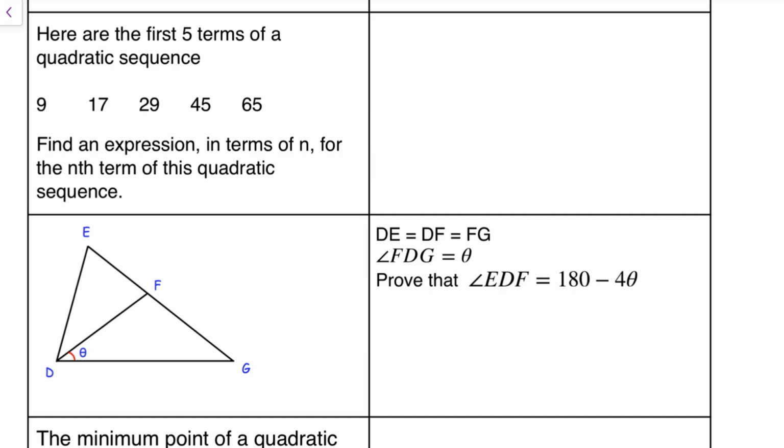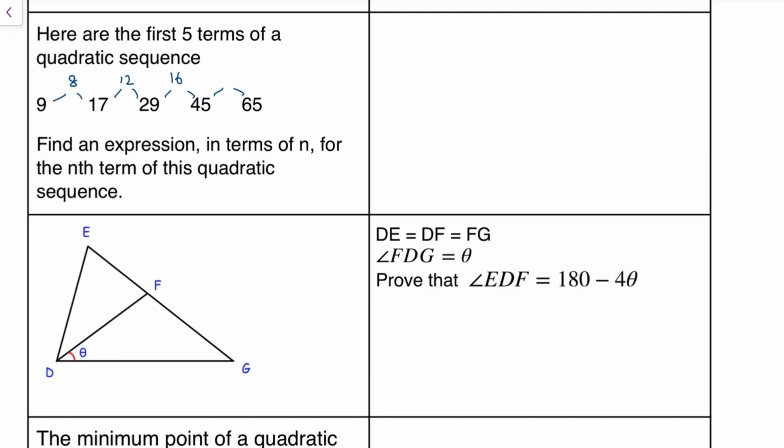Find an expression in terms of n for the nth term of this quadratic sequence. So what I need is the second difference. So 17 from 9 is 8. 17 from 29 is 12. 29 from 45 is going to be, well, 30, 15, 16, so it's going up by 4, isn't it?